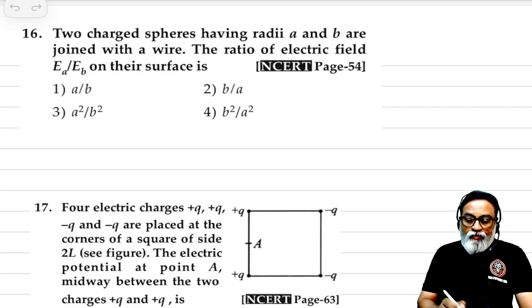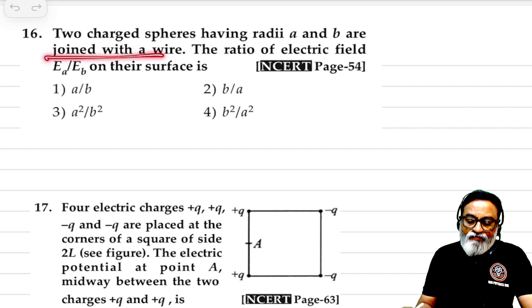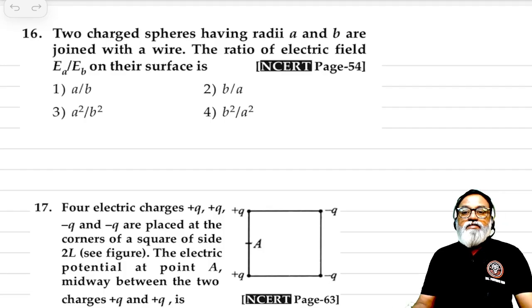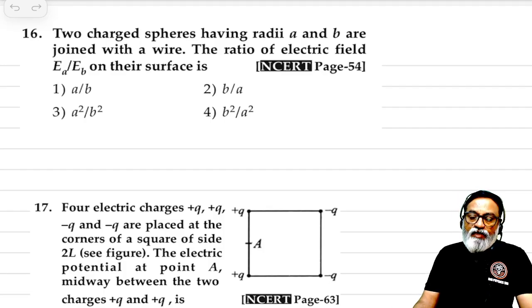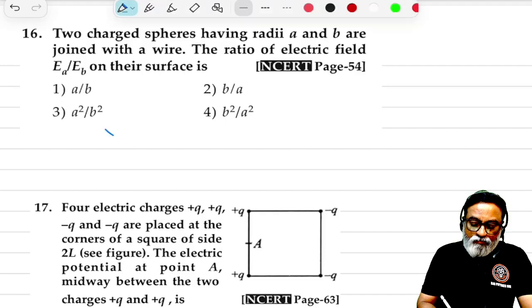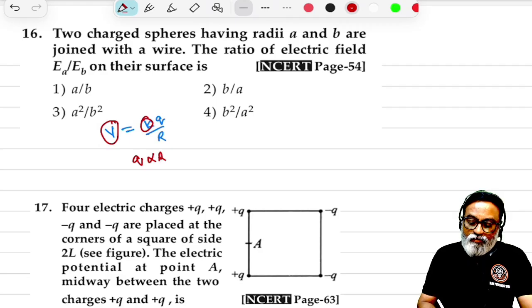See here, two charged spheres having radii A and B are joined with a wire. The ratio of electric field EA by EB on their surface. When two spheres are connected with a wire, the charge flows from one sphere to another sphere until their potentials are equal. Therefore, V is equal to KQ by R. Here potential is constant, K is constant, Q is proportional to R. This becomes Q1 by Q2 is equal to R1 by R2.